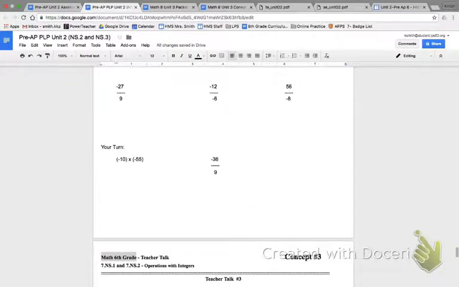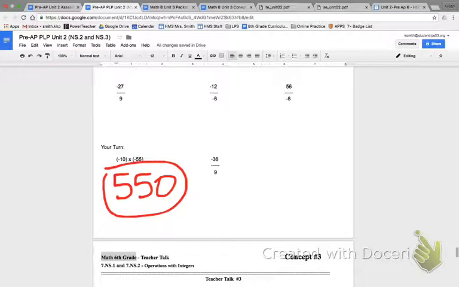All right, negative 10 times negative 55. I know that 10 times 55 is 550. And because it's a negative times a negative, my answer is going to be positive.